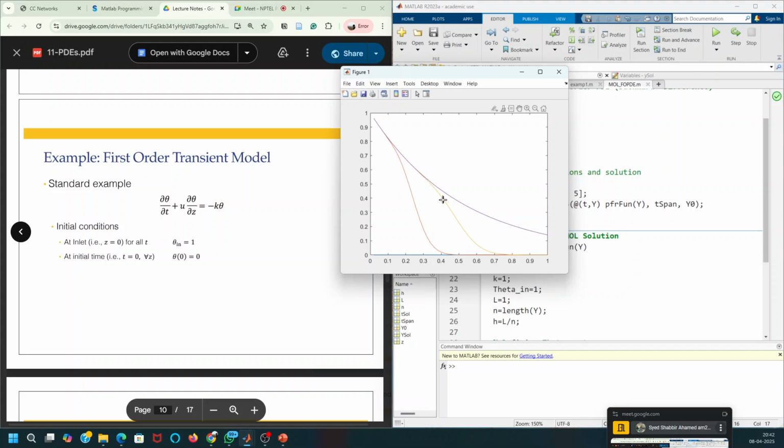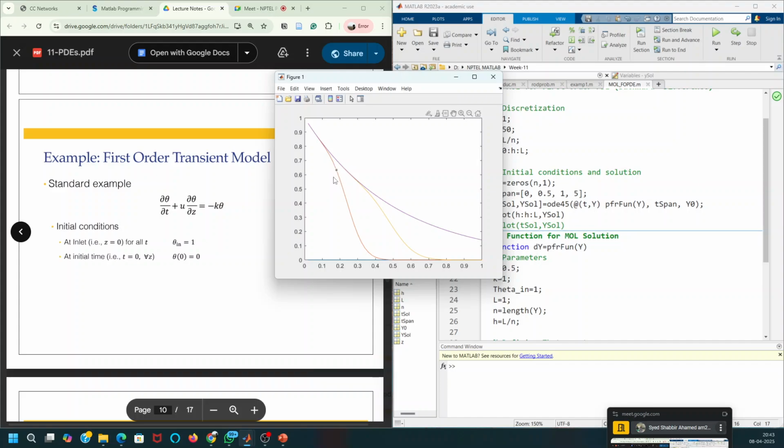Each plot is for a single time, and this is how theta is varying with respect to the length of the rod. At t equals 5, this is the plot, and at t equals 1, this is the plot, and at t equals 0.5, this is the plot, and t equals 0, this is the plot.